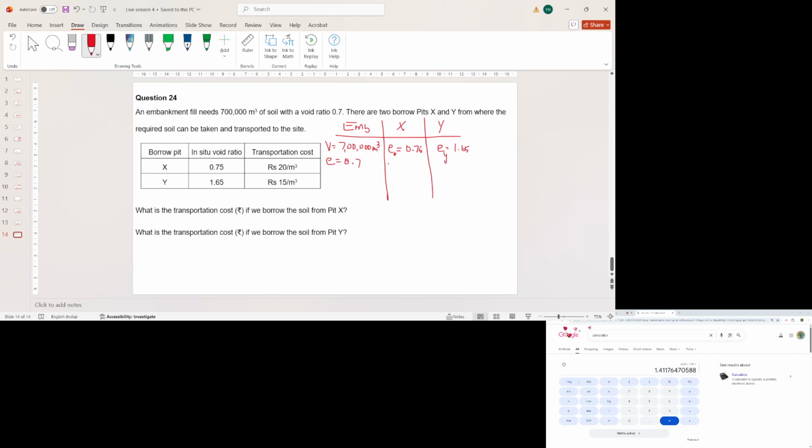Now we need to find how much volume is required in both cases, Vx is how much and Vy is how much. Now for that, let us think a bit. So in this, all the volumes are going to change and the voids ratio are changing, right? So which parameter is going to remain constant? The parameter which is going to remain constant is only Vs, it is going to remain constant, right?